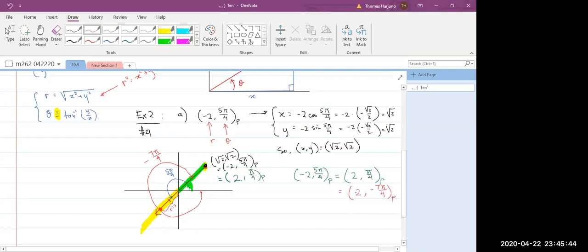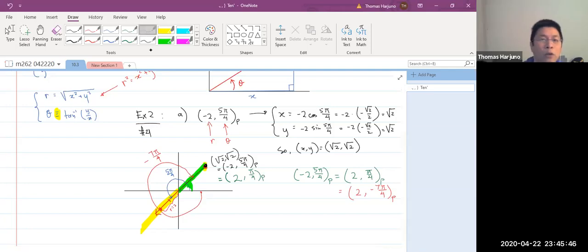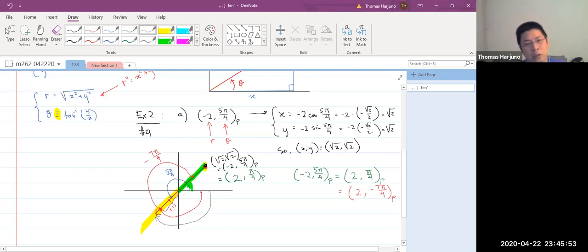That's right. Okay. Now, instead, if I want to go this way, if I want to go to this yellow line there, this will be -3 pi over 4. Is it right? Okay. But to reach that coordinate, I need radius -2.